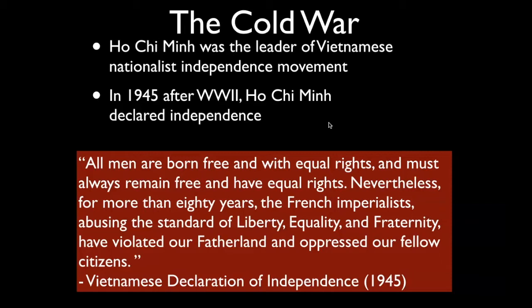Remember that? That's from the French Declaration of the Rights of Man and Citizen, that document that was produced during the French Revolution. But see what he does with it here. Nevertheless, for more than 80 years, the French imperialists, abusing the standard of liberty, equality, and fraternity, have violated our fatherland and oppressed our fellow citizens. So what Ho Chi Minh is pointing out there to the French is hypocrisy. You fought in this revolution asserting liberty, equality, fraternity, stating that all people are born with equal rights, but it so happens that the subjects of France in Indochina don't feel free and don't feel like they have equal rights as citizens of the French Empire.